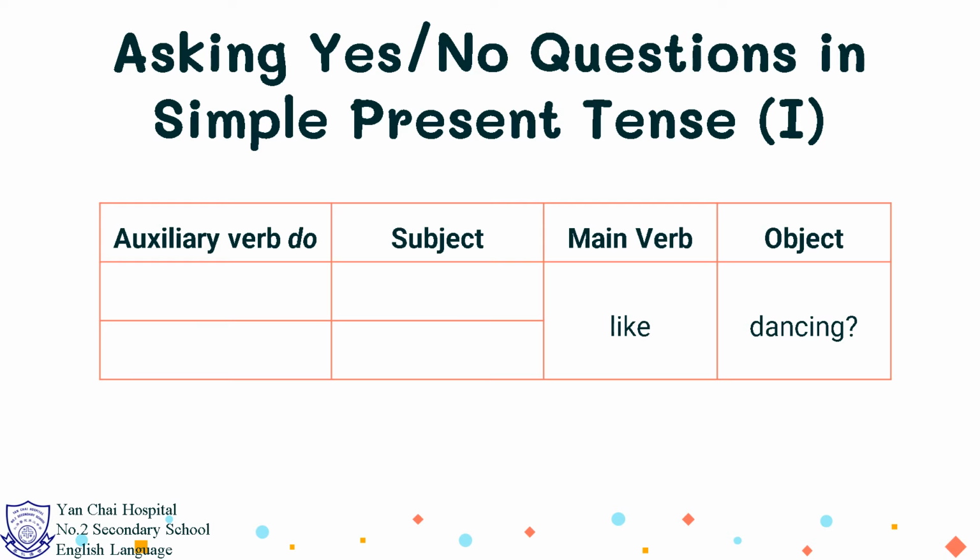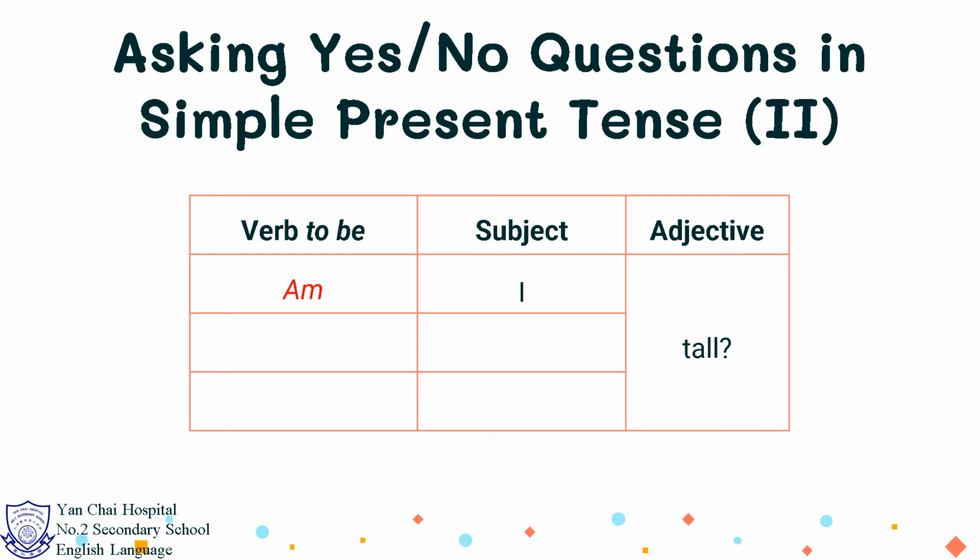Asking yes/no questions in simple present tense. Do I, you, we, they like dancing? Does he, she, it like dancing? Am I tall? Are you, they tall? Is he, she, it tall?